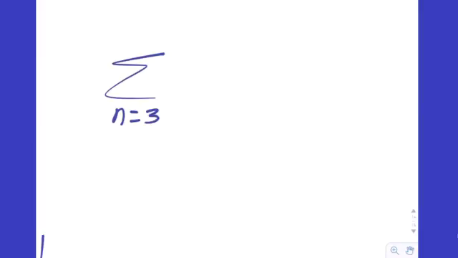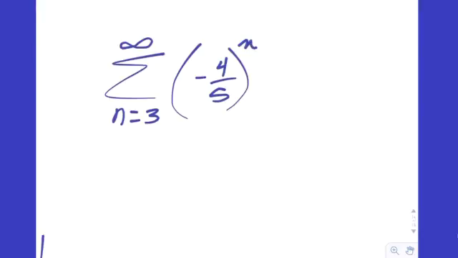How about the sum from n equals 3 to infinity of (negative 4/5) to the nth power plus 1. Bonus one. Determine if that converges or diverges by any method. By the way, the limit is 0, so the nth term test is inconclusive.